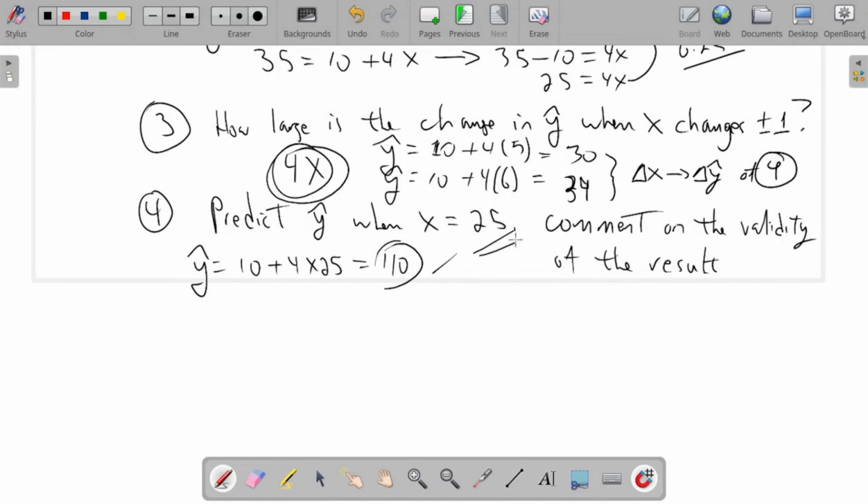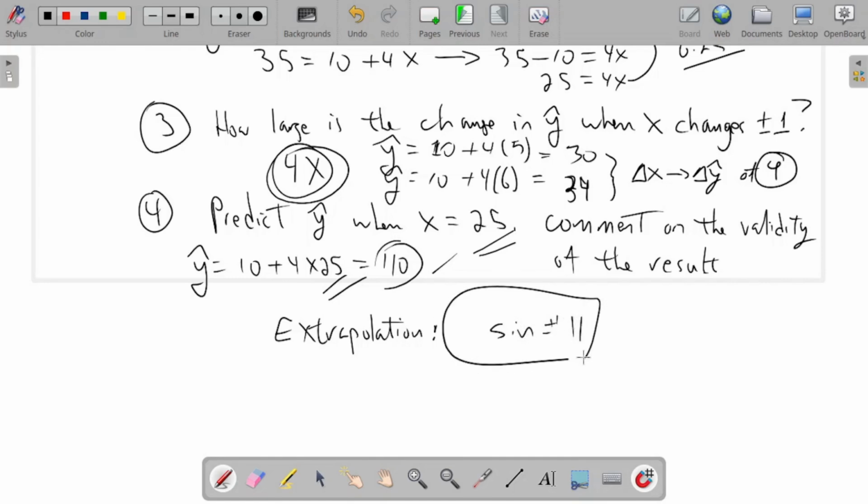You can only use your mathematical model, in other words, your regression line equation, for the values of x that were used to construct it. And we were told the values of x ranged from 5 to 20. But 25 is beyond that, so this is called extrapolation. And as far as statistics go, this is sin number 11 on the 10 Commandments of Statistics. Thou shalt not extrapolate.